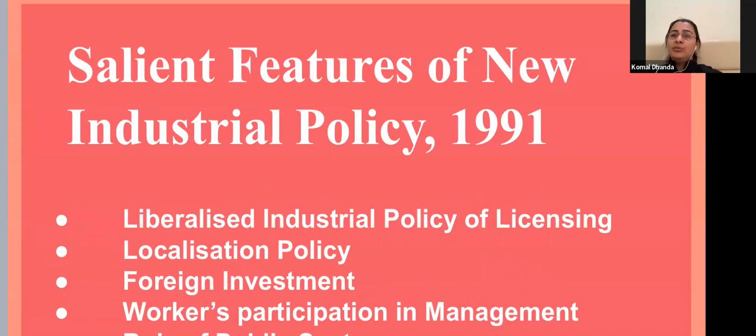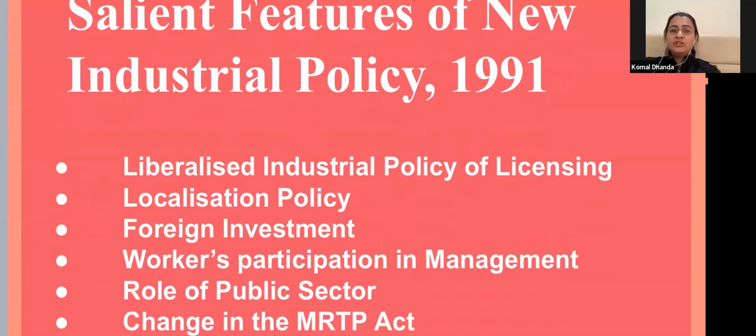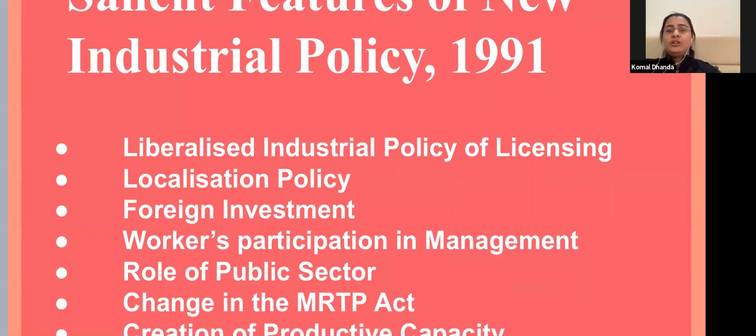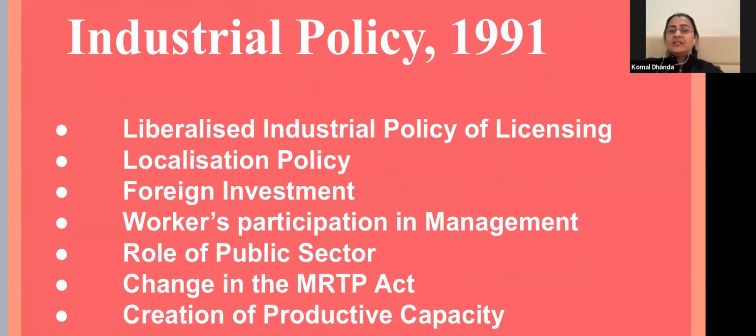Now let's talk about some important salient features of the new industrial policy 1991. The first one is to liberalize the industrial licensing policy. Licensing in the sense, what was happening under this policy, with the exception of 18 industries, the licensing system was removed from all other industries. Earlier, all the industries which were operating needed some kind of license from the government to operate. Otherwise, they were not allowed. So that was a cumbersome and unnecessarily tedious process, right? That you have to go through the licensing procedure and all.